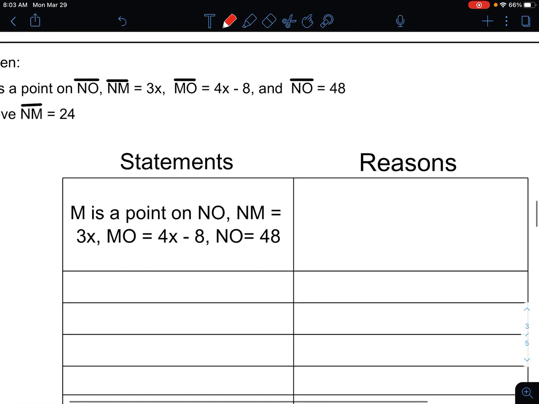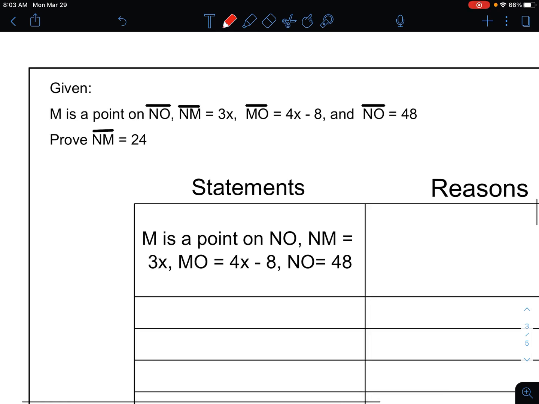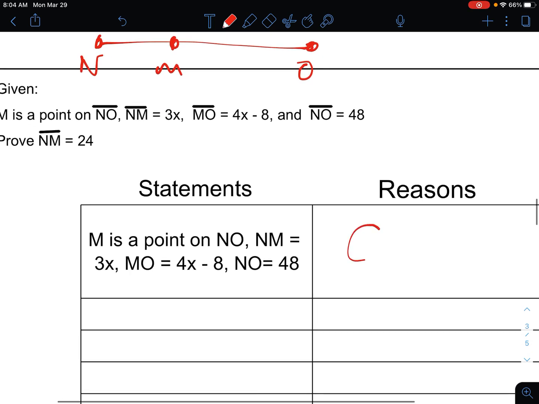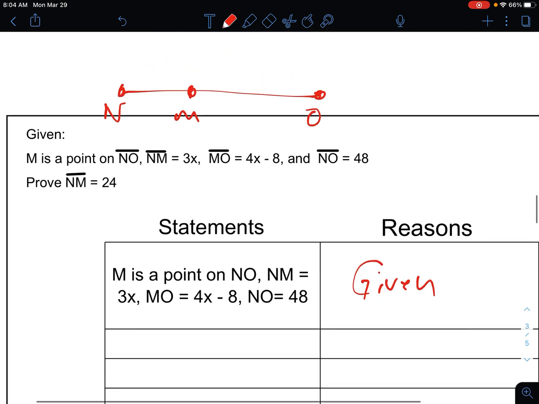Okay? So that was segment addition. This is also going to be segment addition. So if you don't have a picture, draw it out. M is a point. So it doesn't say the midpoint. It just says M is a point somewhere on there. So hey, this looks like a segment addition postulate. Prove NM is 24. So I got to show that this is 24 right here.